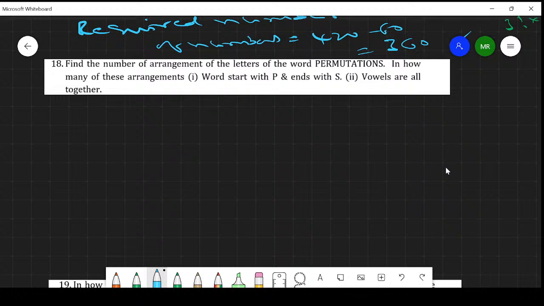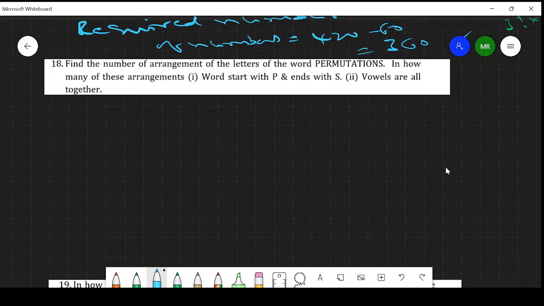So this is also one of the problems here. For 3 marks they may ask this problem, right? You can solve this easily. Now you can try to solve this one. Find the number of arrangements of the letters of the word permutations. How many of these arrangements start with P and end with S? That will be an easy problem. We can do it now.